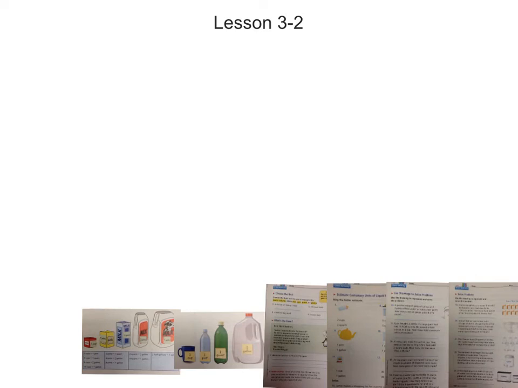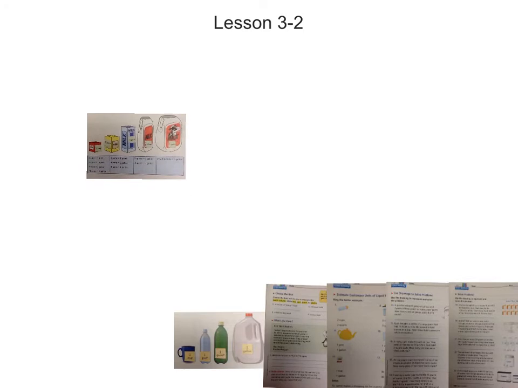All right, boys and girls, today's lesson is lesson 3-2, and today we're going to talk about the customary units of liquid volume. Okay? We know measurements, we're learning measurements, and we're understanding how measurements work, but now we're going to work on liquid volume, because when you have something you pour into something or pour out of something, you have to measure it differently than you would a straight line.